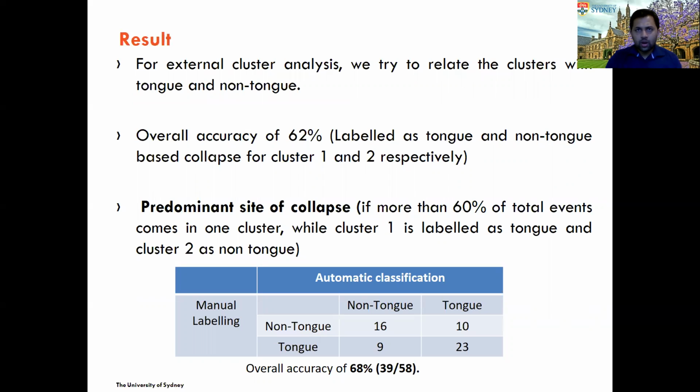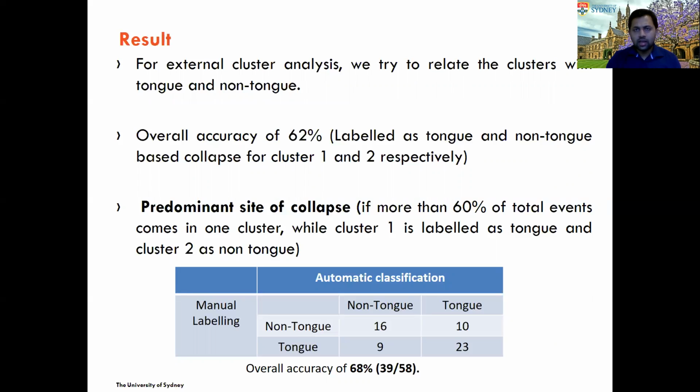External cluster validation was done to evaluate the performance of the model using the annotations. In this part, we aim to determine the correlation between the cluster and the site of collapse in upper airway. As the optimum cluster number is 2, we try to relate the cluster with tongue and non-tongue related collapse, which is an important factor in predicting the oral appliance treatment success.